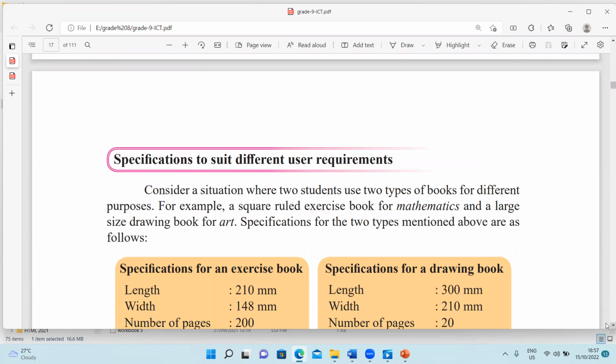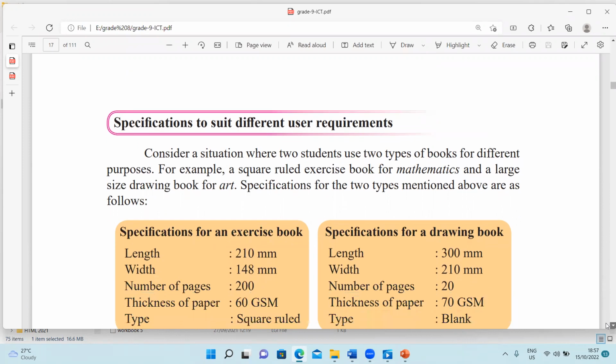Specifications to suit different user requirements. Consider the situation where two students use two types of books for different purposes. For example, a square rule exercise book for mathematics and a large size drawing book for art. Can you use the square rule book for art? Can't, right? You can use it only for mathematics. Can you use the drawing book for art? Can't.